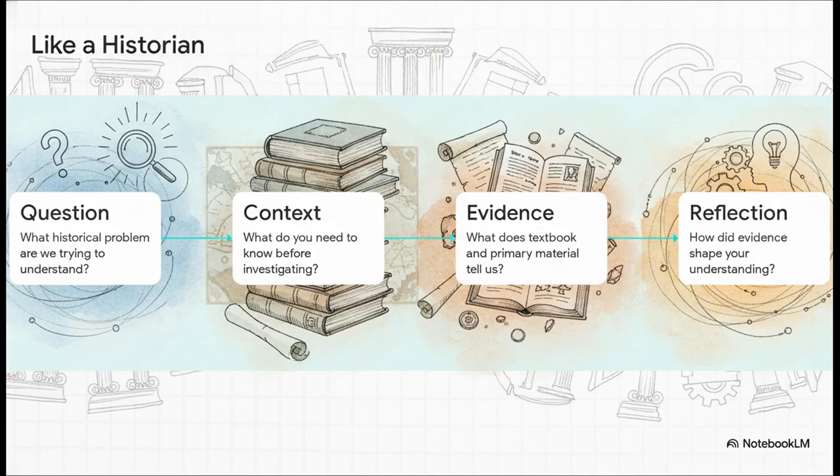Notice how this four-step process of historical inquiry right here perfectly mirrors your weekly assignment progression. First, we ask a historical question to identify a problem. Second, we gather context, figuring out what we need to know before we investigate. Third, we analyze evidence from our texts. And fourth, we reflect on how that evidence actually shaped our understanding.